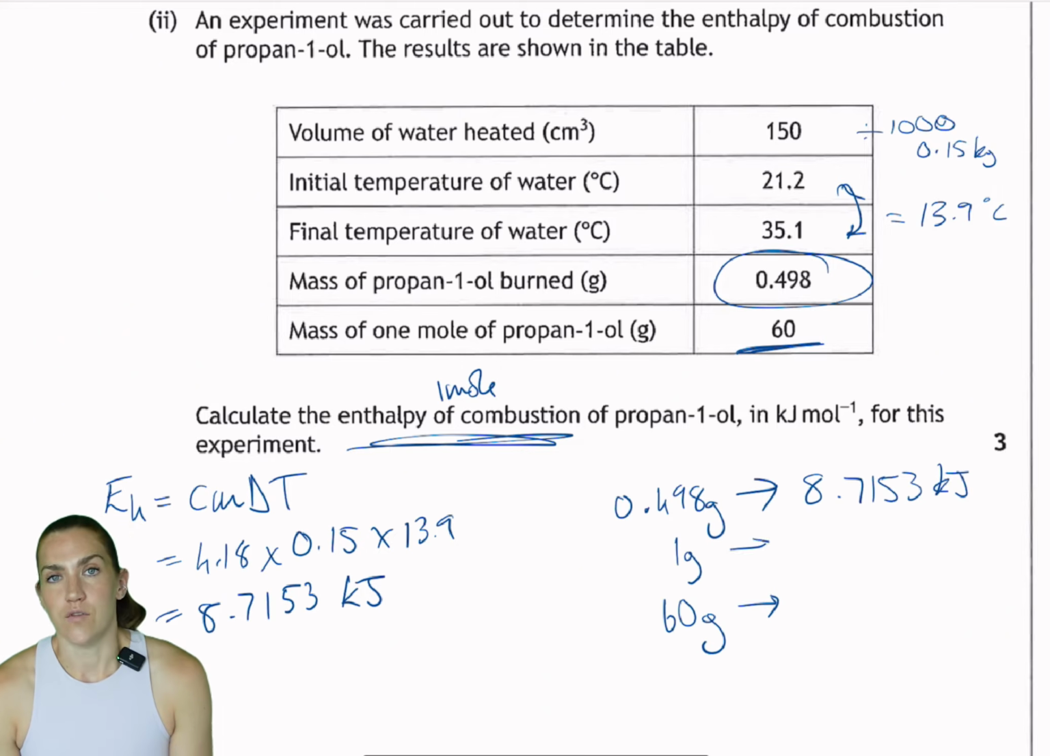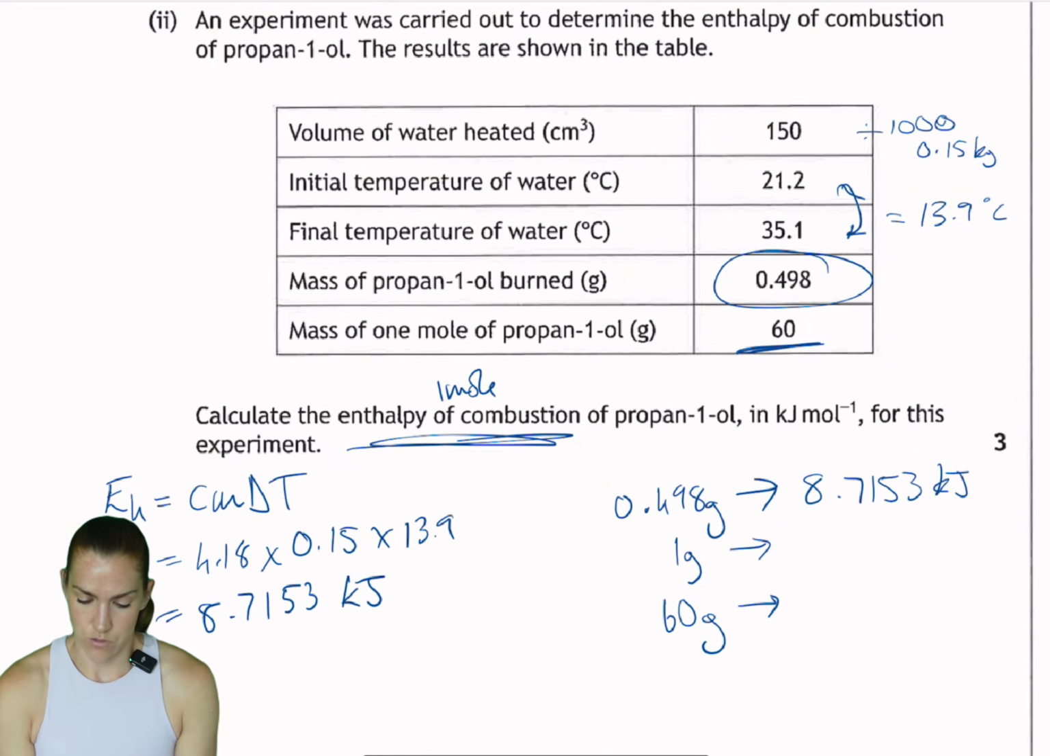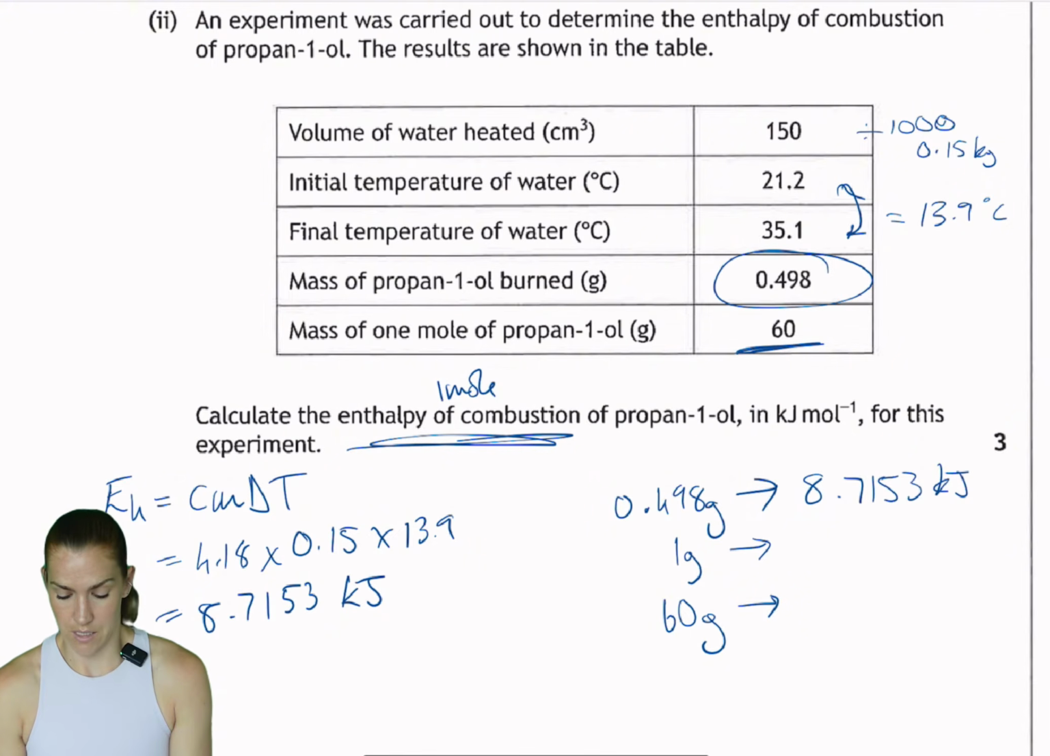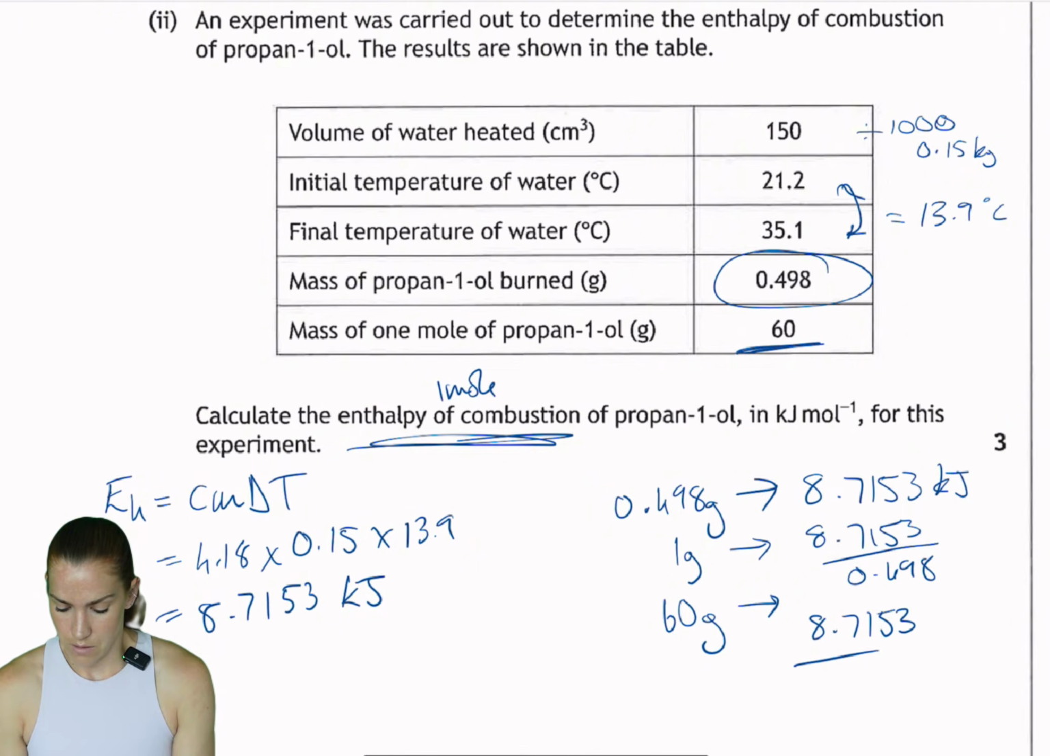So even though it's a decimal, you're still dividing, because if you imagine that was 498 rather than just 0.498, you'd be dividing by 498. So you're still dividing by 0.498. So we'd have 8.7153 divided by 0.498, and then to scale up to the 60 grams that we're looking for, we would then times by 60.